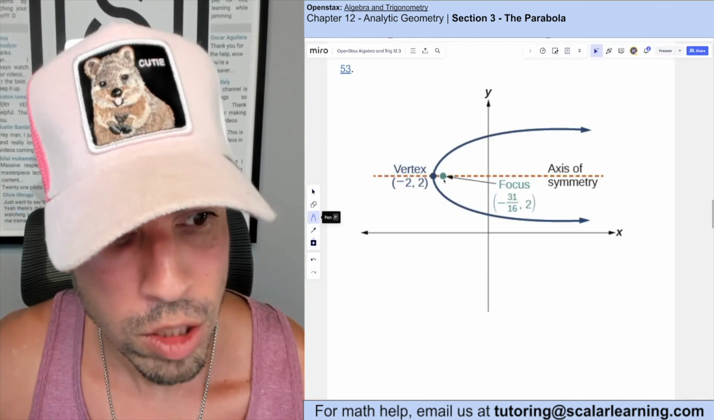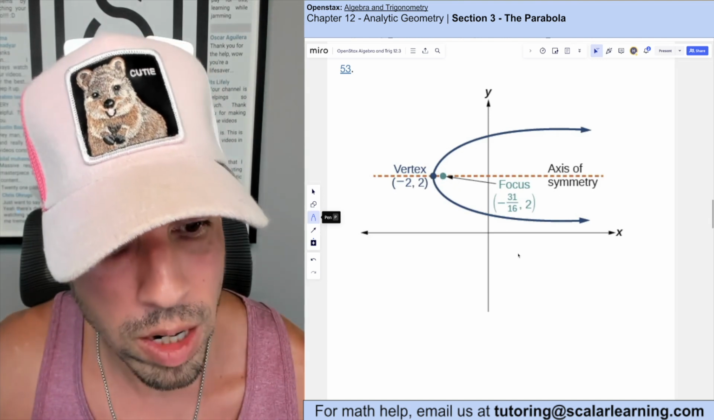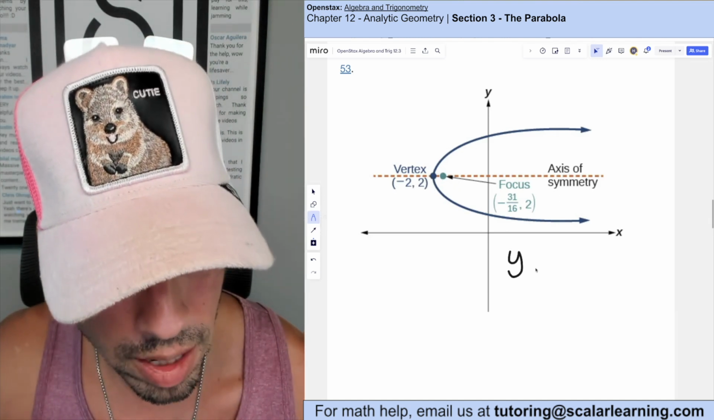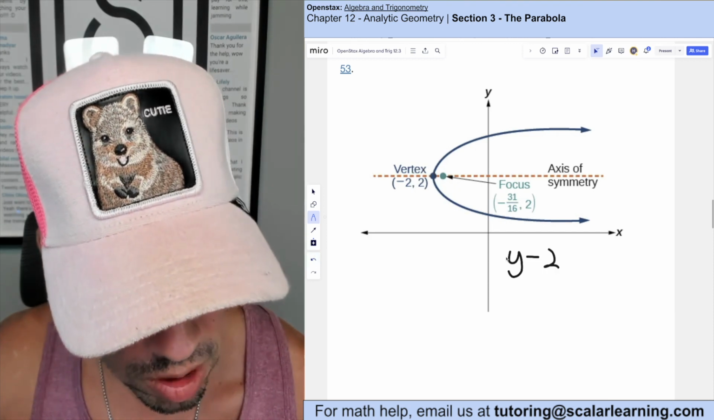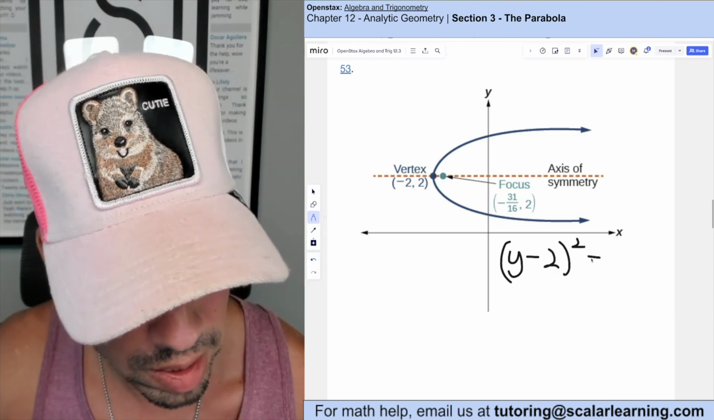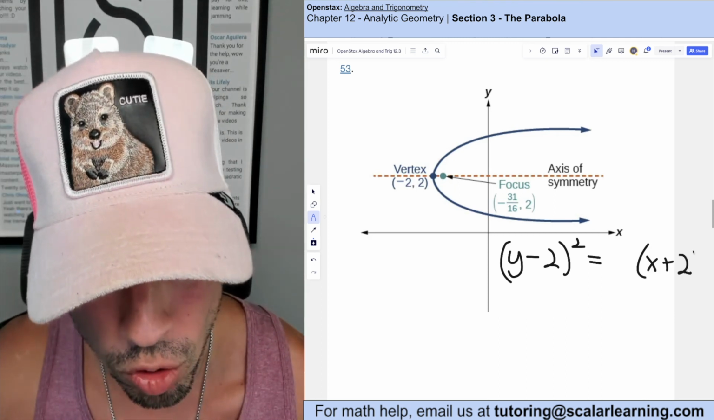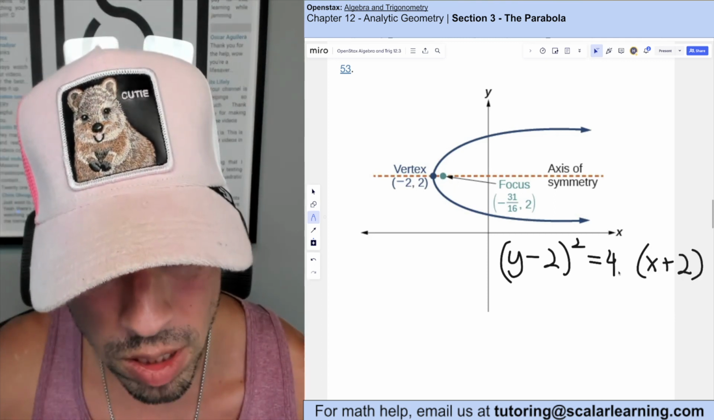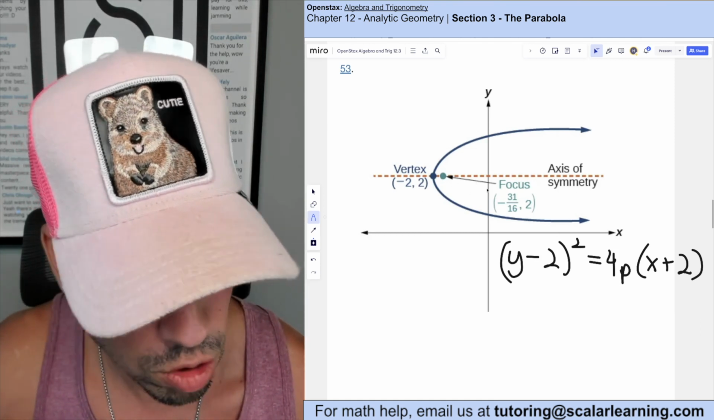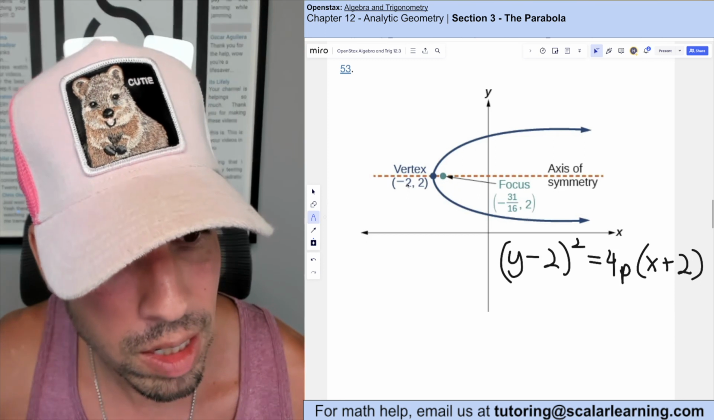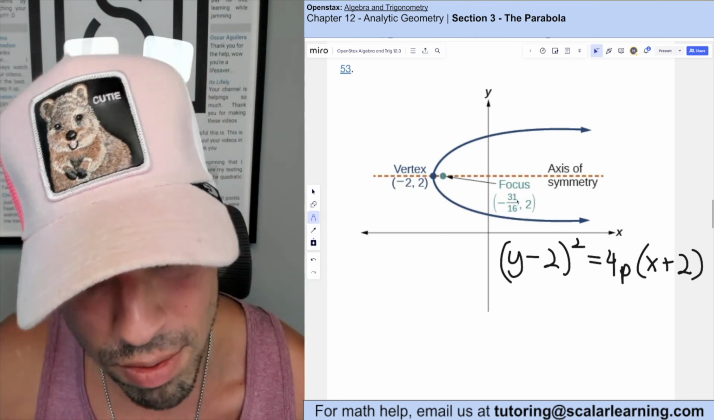Done. So for this one, we're opening to the right, and we've also got a vertex here. So I know right off the bat, the y is going to be squared, and it's going to be y minus that value of the vertex, so y minus 2 squared is equal to, and then it's x minus that value, which would be x plus 2. And now over here, we have 4 times p. So the question is, what is p? And I know p is positive because, again, it's opening to the right. Well, p is this distance from negative 2 to negative 31 over 16.